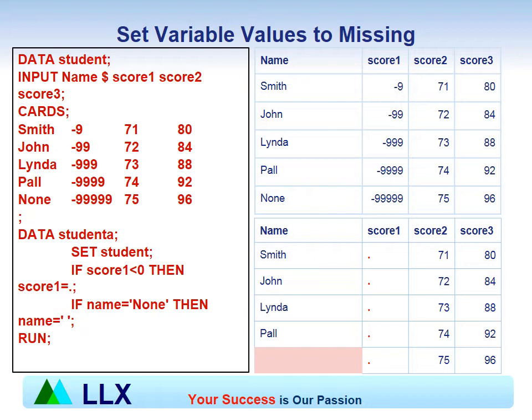The printout for the original dataset student would look like the chart in the upper right. It still has the negative values for scores. However, the printout for the dataset student A in the lower right has missing values in place of the negative numbers and the name none.